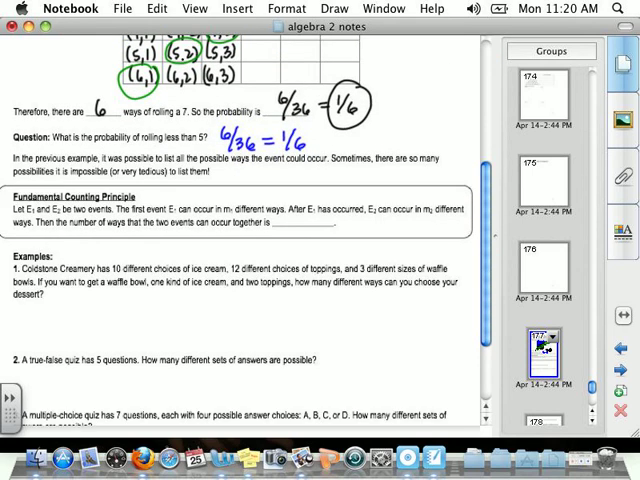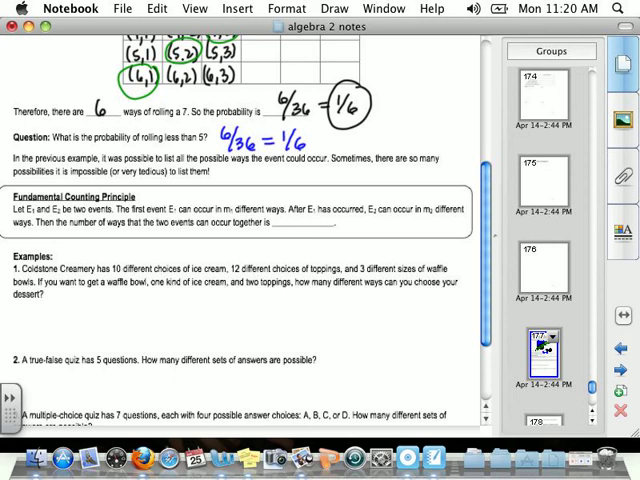Okay, so in this last example, it was pretty easy to list out the different outcomes, right? But I don't want to do that if it's more than 36. That would take forever. I mean, it took forever to fill in that table. So sometimes there are so many possibilities, it's impossible or very tedious to list them. So we're going to use what we call the fundamental counting principle. And that's what I just said, it's the multiplication rule.